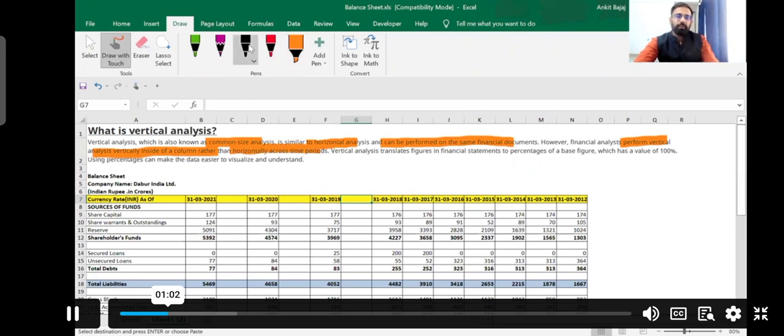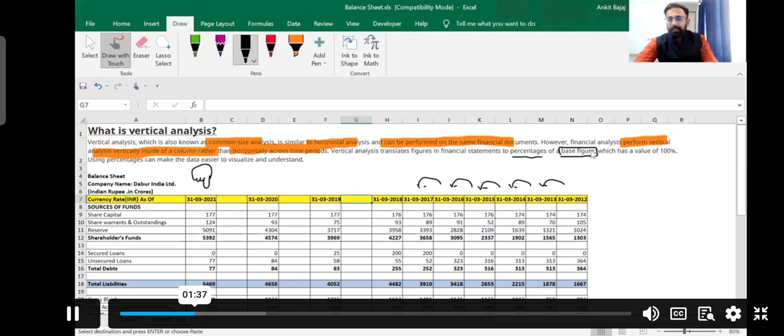In horizontal analysis, we have seen that you were comparing the performance of different years. You took different years and compared your current year performance with previous year performance. But here there will be a different kind of analysis. Here you will be taking one base data, and from that base data you will compare the other data. Vertical analysis translates figures in a financial statement into a percentage of a base figure. You have to find out the base figure, which has a value of 100%. Using percentages can make data easier to visualize and understand.